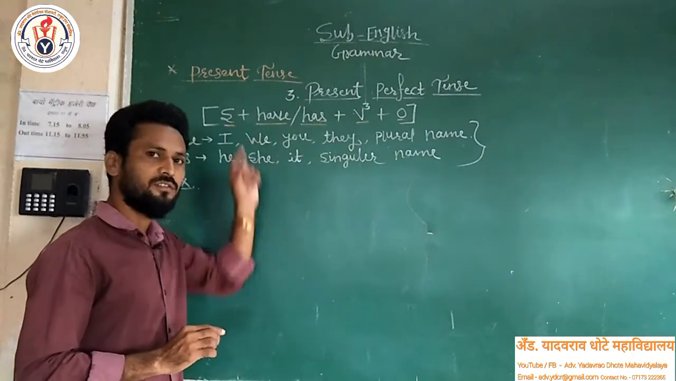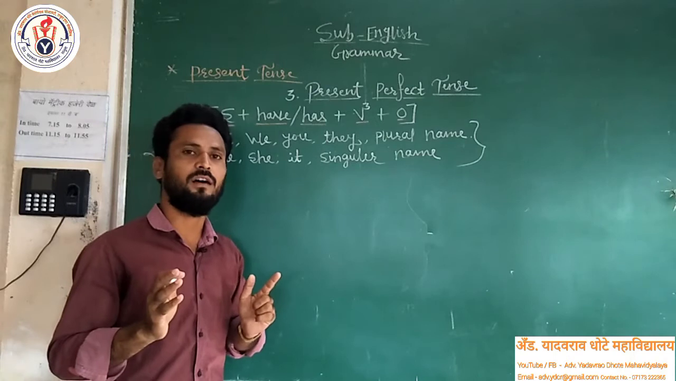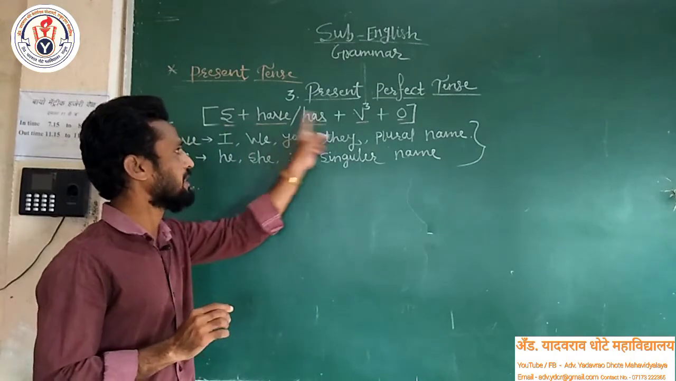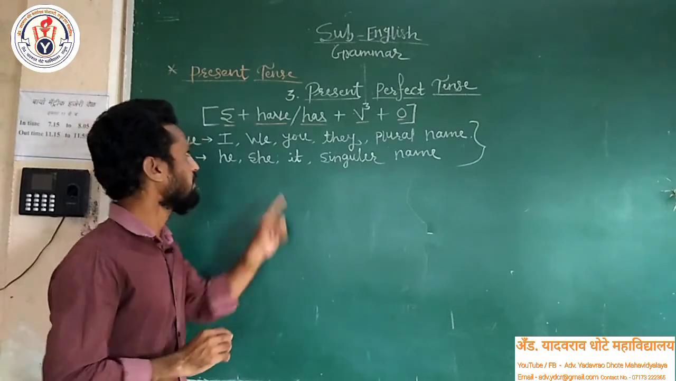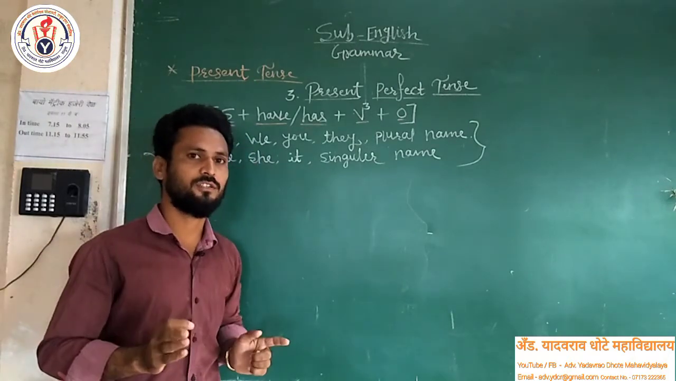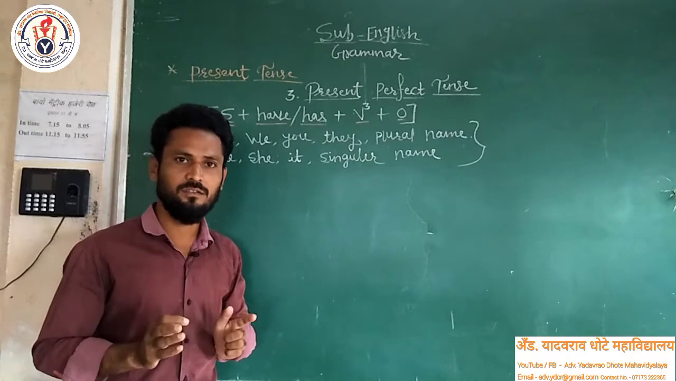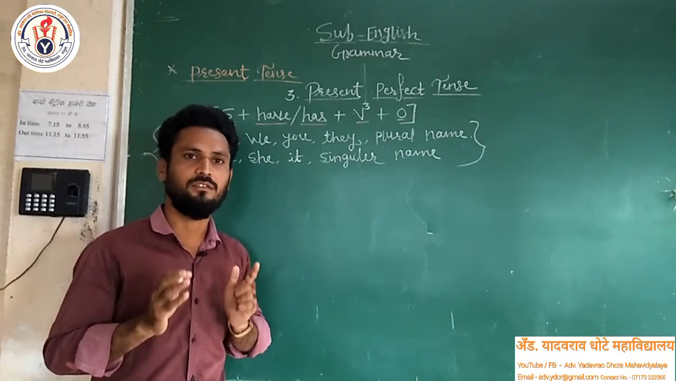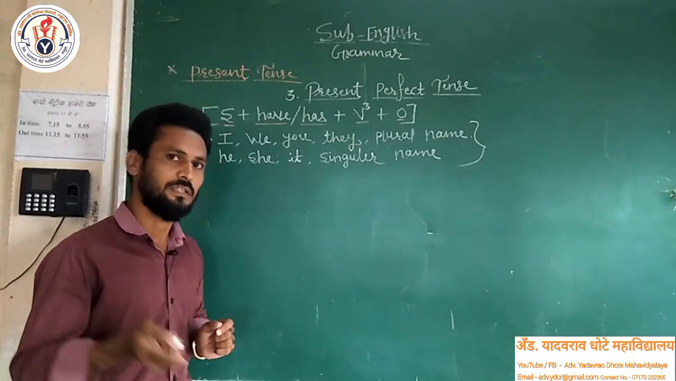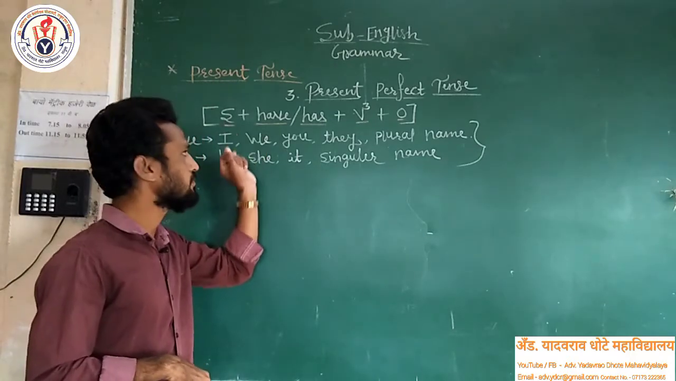First of all, subject. Subject is common. I have already explained subject, verb and object. Again I will explain: subject means what? The person or thing that does the action that is described in the sentence.